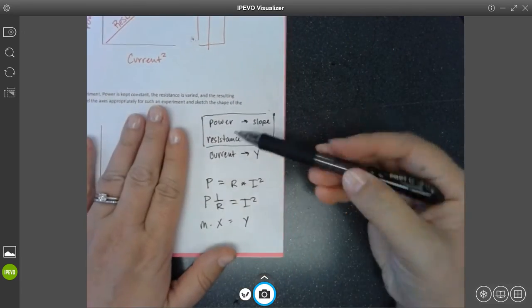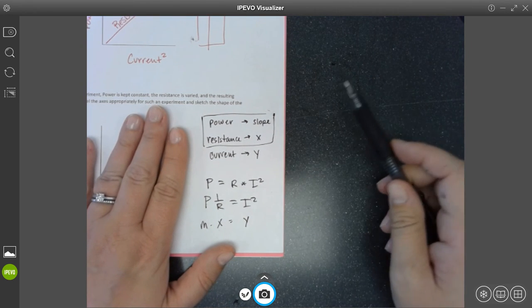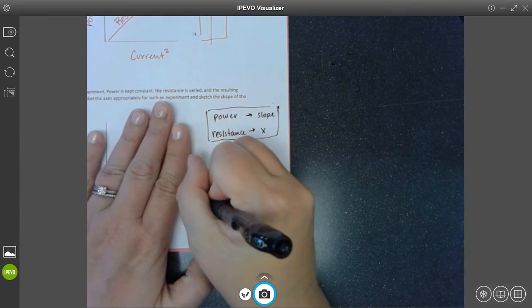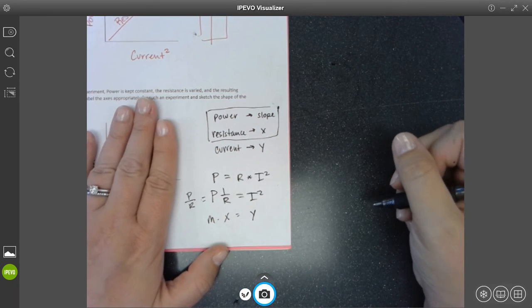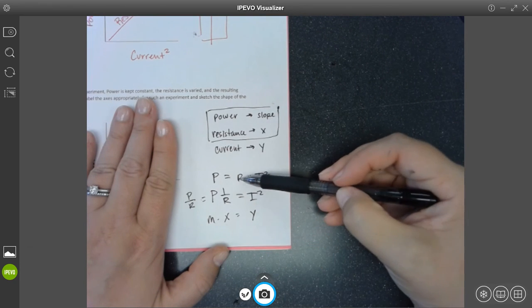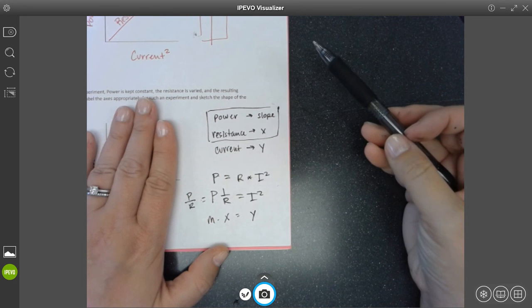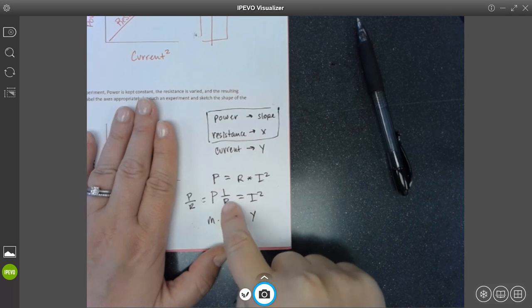Because in order to get resistance on the same side of the equation as power, we have to divide both sides by resistance. And so it would be the same as if you wrote it like this. Because we're dividing both sides by r. And so those two would be equivalent. Either p divided by r or p times 1 over r.